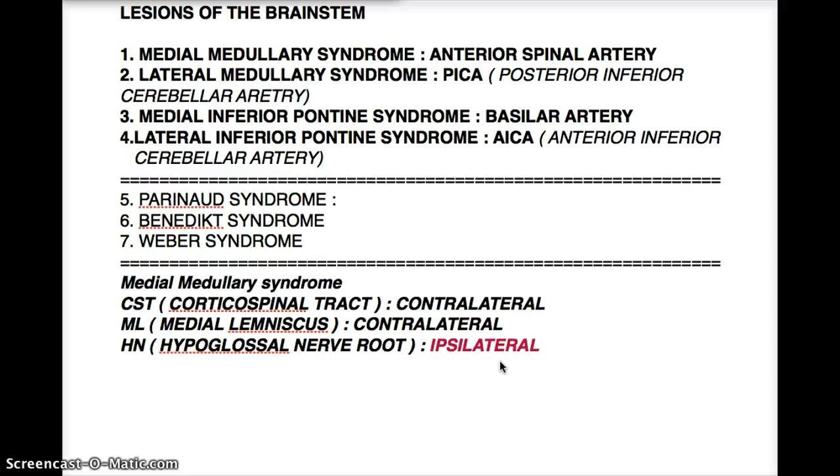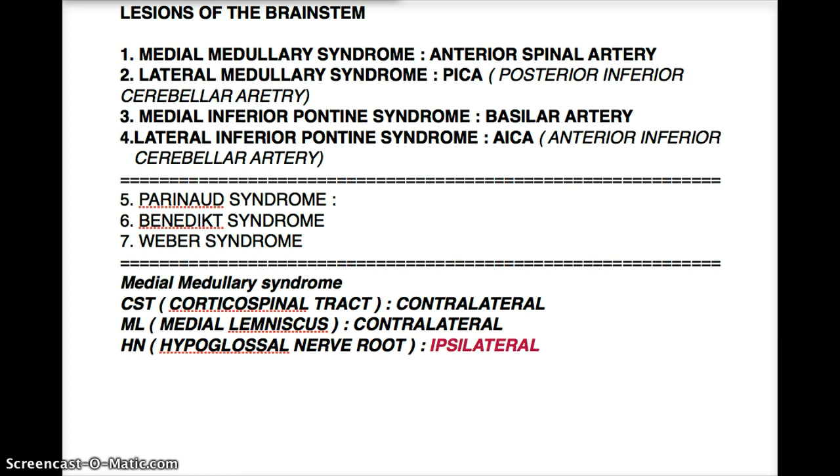So now, the only thing that I have to differentiate is the medial medullary syndrome from the lateral medullary syndrome. And if you look at a picture of medial medullary syndrome, you will clearly see that in the medial side, the two tracts that we have to worry about are the corticospinal tract and the medial lemniscus, and that's it. And the interesting thing is that these two tracts stay the same way even in the pons. So when we go to the pons, we will see the exact same thing.